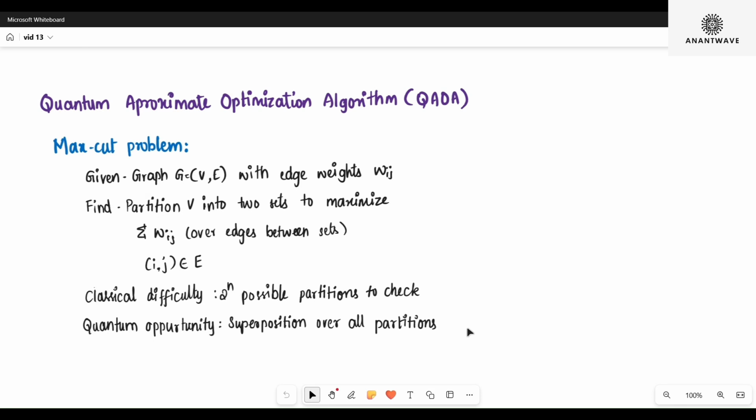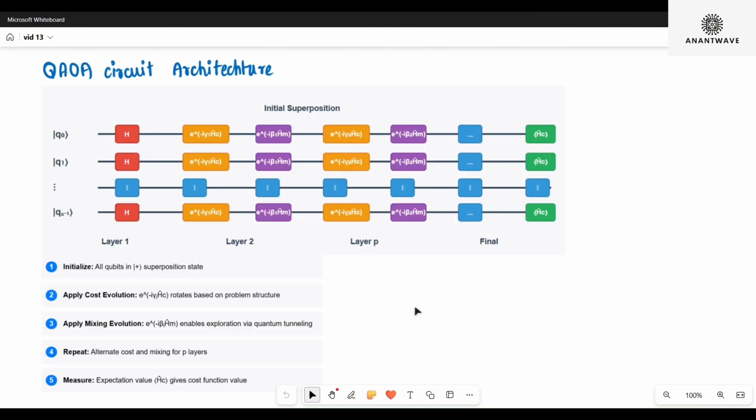But quantum computers can help. They can explore all possible partitions at once, thanks to superposition. Let's now see how QAOA works. First step, we start with a quantum state that represents an equal superposition of all possible solutions. Then we apply two kinds of operators. First, a problem Hamiltonian or cost Hamiltonian. This encodes the optimization problem we are trying to solve. Then, a mixing Hamiltonian helps the algorithm explore different solutions by tunneling between them. That is quantum tunneling. We alternate these two operations multiple times and then measure the outputs. This sequence builds up a quantum state that concentrates probability on better and better solutions.